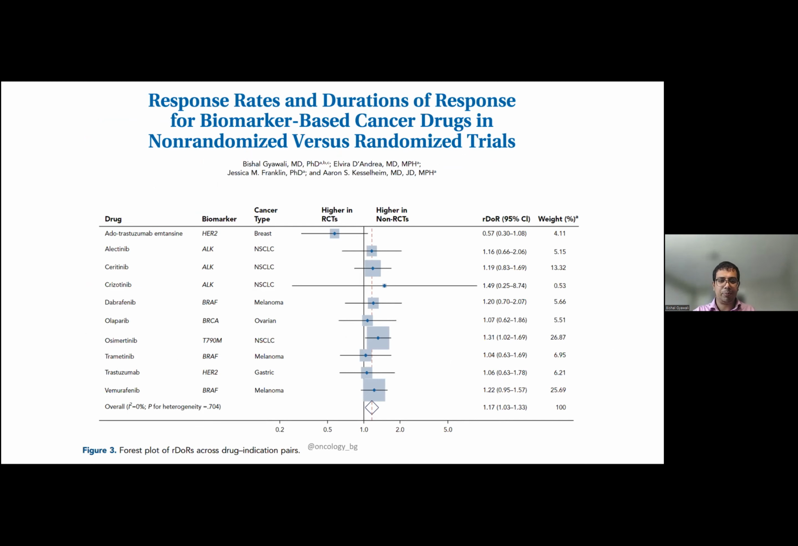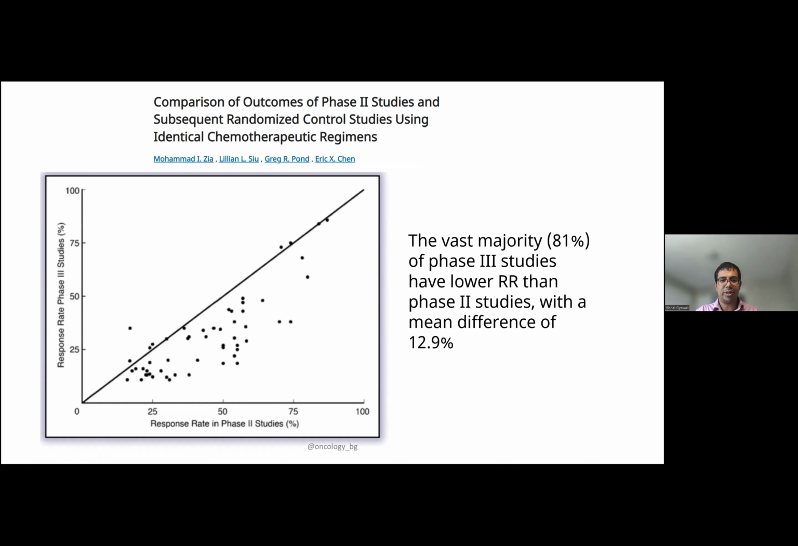So this is an example of duration of response for targeted drugs from single-arm trials versus randomized trials. And we saw that the duration of response in a single-arm trial is 17% higher on average than the duration of response in randomized trials. And except for one case, almost in all other cases, the duration of response was higher in the single-arm trial compared to the randomized counterpart.